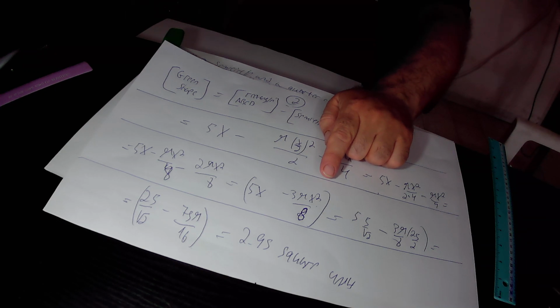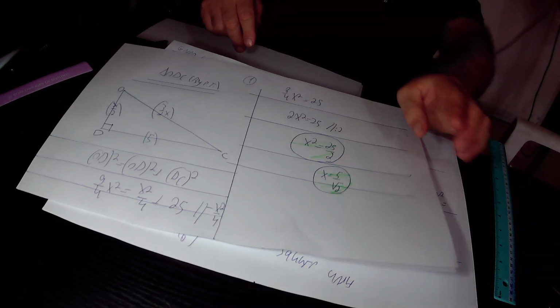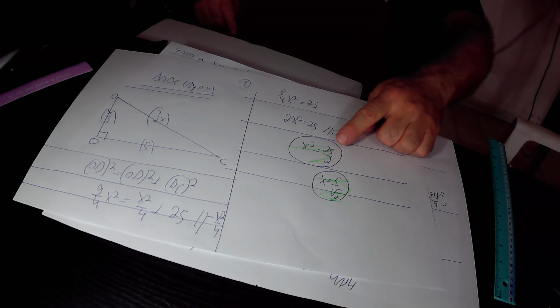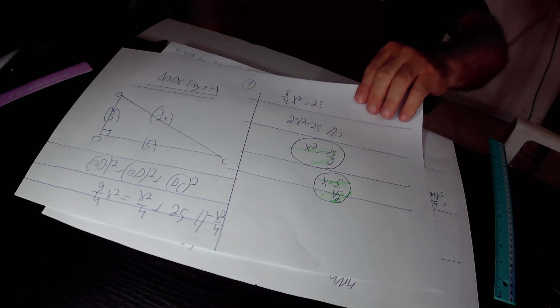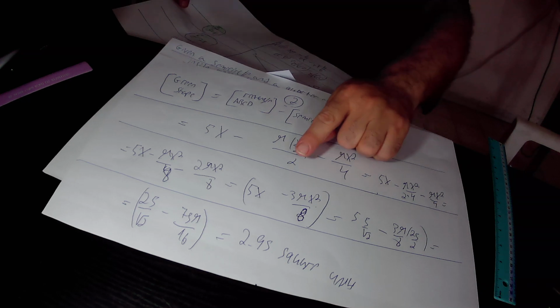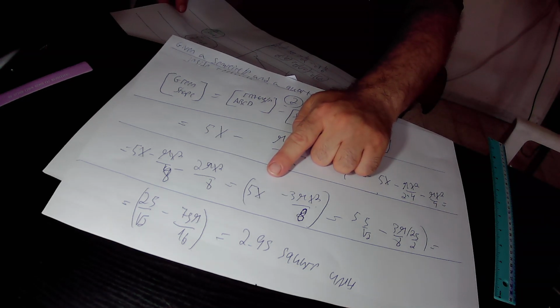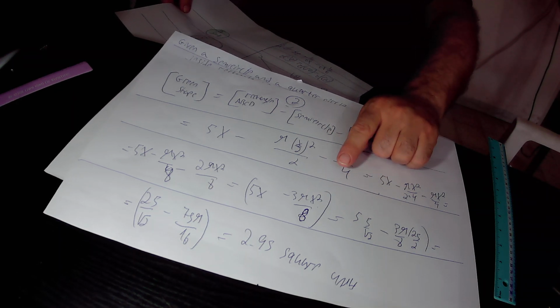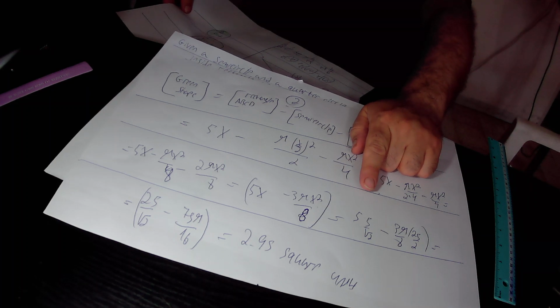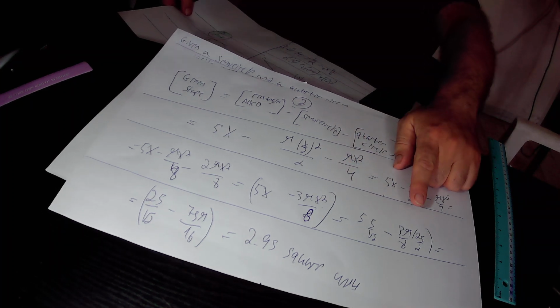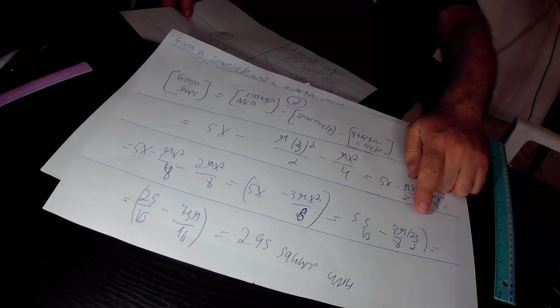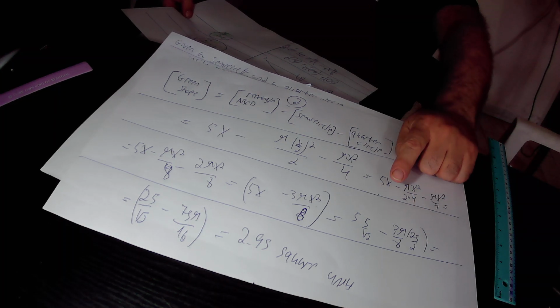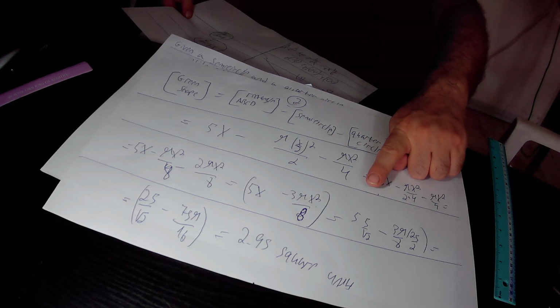But we already found out that x equals 5 over square root of 2, and x squared equals 25 over 2. Therefore, we can substitute x in this equation by 5 over square root of 2, and x squared in this expression by 25 over 2. We found that the area of the green shape equals 5 times 5 over square root of 2, minus 3 pi over 8 times 25 over 2.